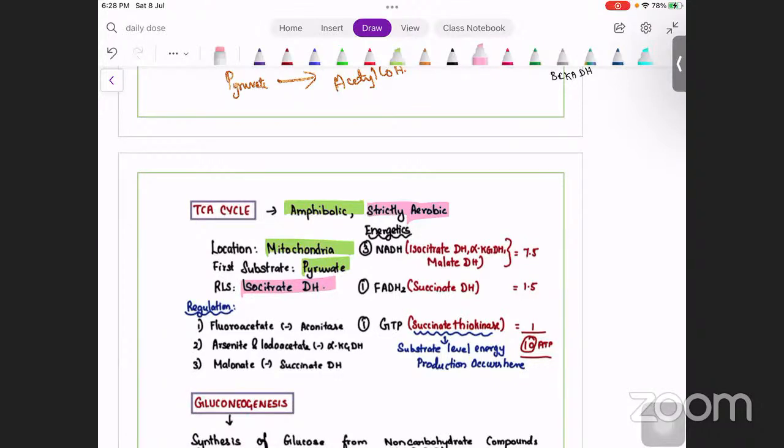And one TCA cycle yields 10 ATP. What is the net ATP gained at the end of the TCA cycle? That is 10 ATP. Okay, one TCA cycle can give rise to 10 ATP.